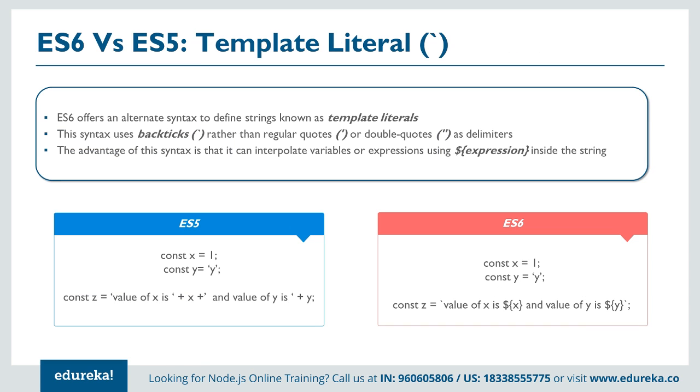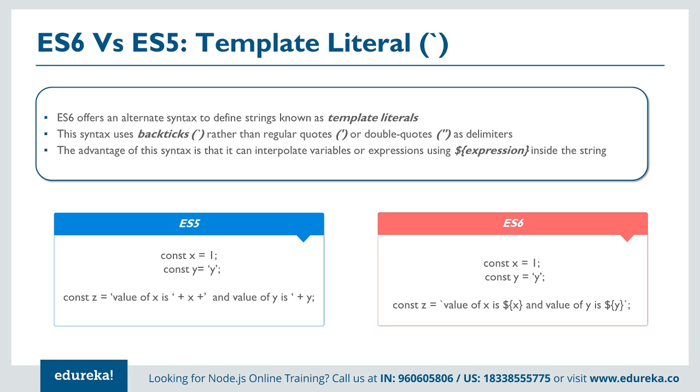Template literals, the ones with the backticks. So ES6 offers an alternate syntax to define strings known as template literals. This syntax uses backticks. So the backtick is on your keyboard in the top left corner, you have escape, and just below the escape, you have the backtick. This syntax uses backticks rather than regular quotes or double quotes. The advantage of this syntax is that it can interpolate variables or expressions using the $ curly bracket expression inside the string.